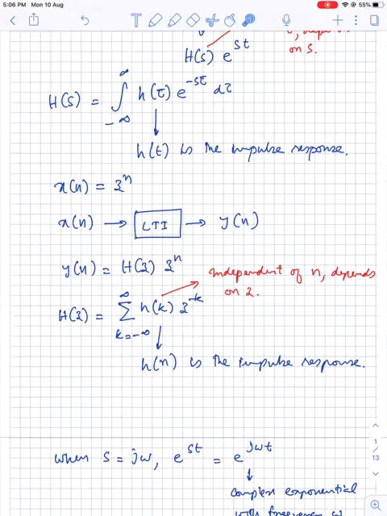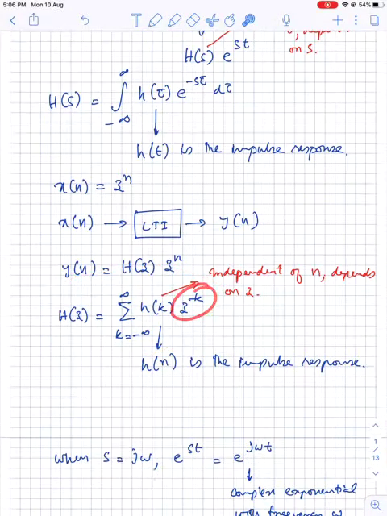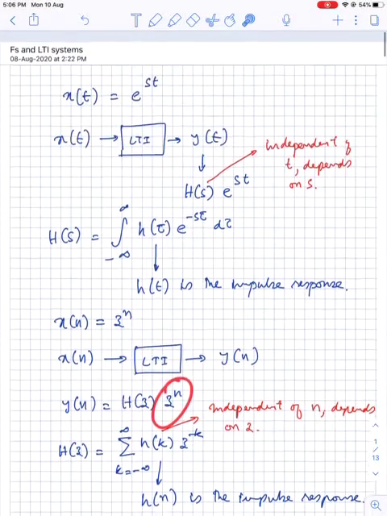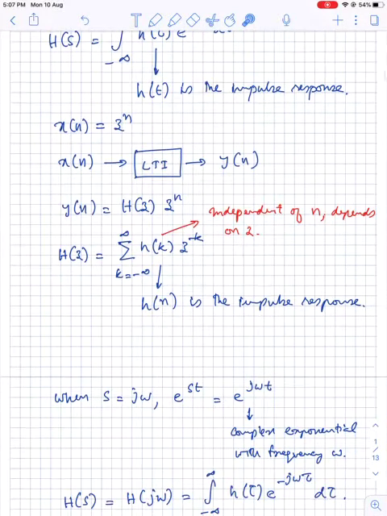Essentially what you need to remember is, if a complex exponential is given as input to an LTI system, the output will be an eigenfunction, and it will be in terms of the same input, whether it is the discrete case or the continuous case. Here also this is in terms of the same input, e raised to st. And you should also understand the idea of the impulse response.